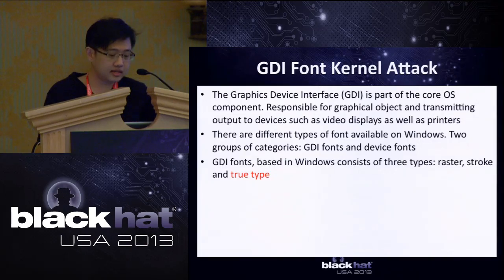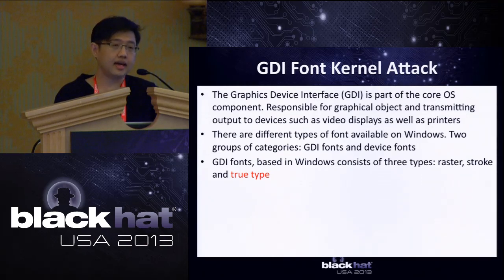GDI has long been identified as a significant kernel attack surface, and it is part of the core operating system component. Based on our research, we have identified that GDI is one of the most easily accessible remotely. And as mentioned previously, the GDI fonts in Windows consist of 3 types: raster, stroke, and TrueType. But for the rest of the presentation slides, we will only focus on TTF.